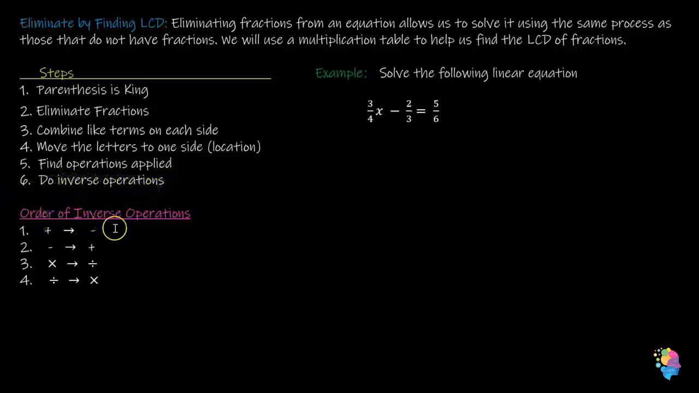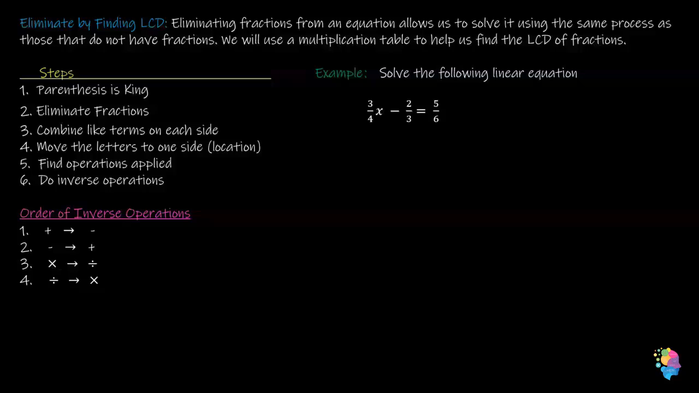Now, the order that we do this inverse operation is the following. First, we move anything that is being added or subtracted. We undo addition by subtracting and subtraction by adding. Then we move anything that is being multiplied or divided. We undo multiplication by dividing, and then we undo division by multiplying. So let's start our first example.